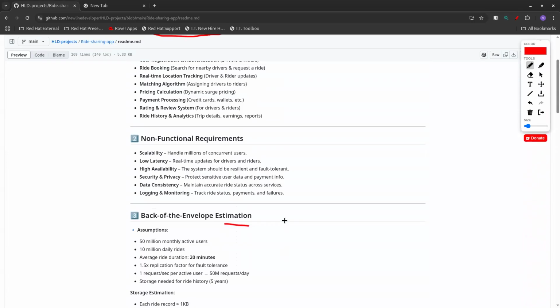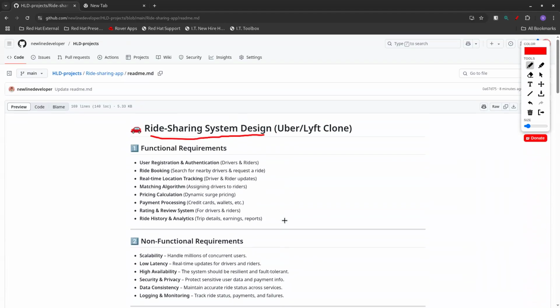Okay, so let's talk about functional requirements of these kind of ride sharing systems. Okay, so generally it should provide user registration and authentication service for drivers and riders. Okay, there are two stakeholders, which are drivers and riders, and then ride booking. So riders can search their destination location. Okay, and then they can find their nearby drivers, and then they can give the request.